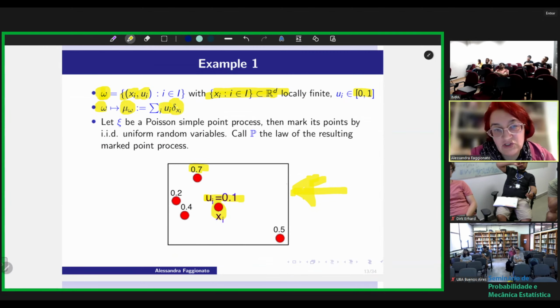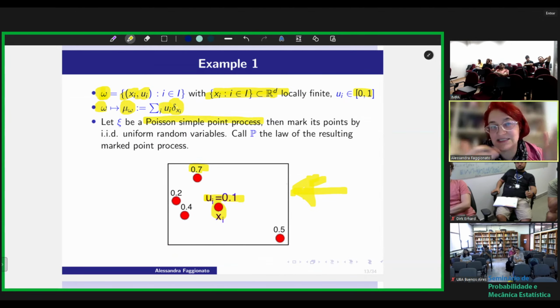And I have to fix a probability on this space. For example, you can think of sampling these points with a Poisson point process, or your favorite simple point process, which is translation invariant in the usual meaning. Then I can mark these red points by IID uniform random variables, just to give an example. I call P the law of the resulting marked point process. So P will be the law of my probability space.